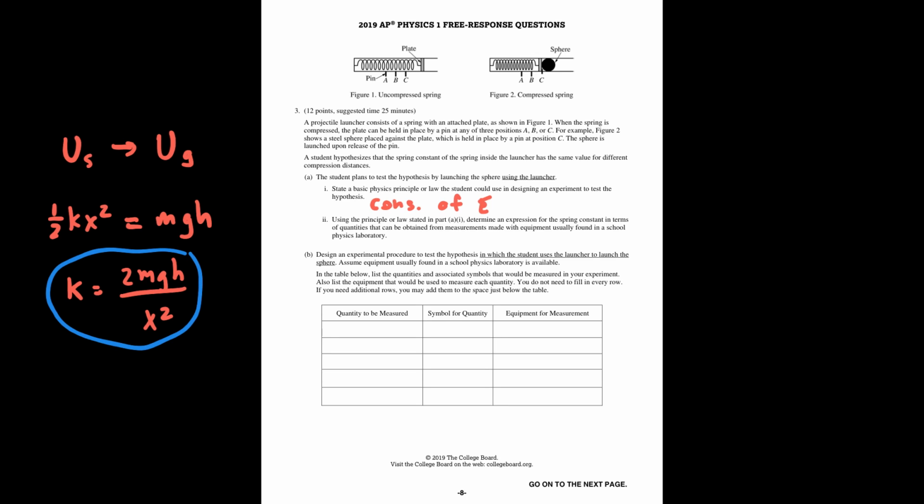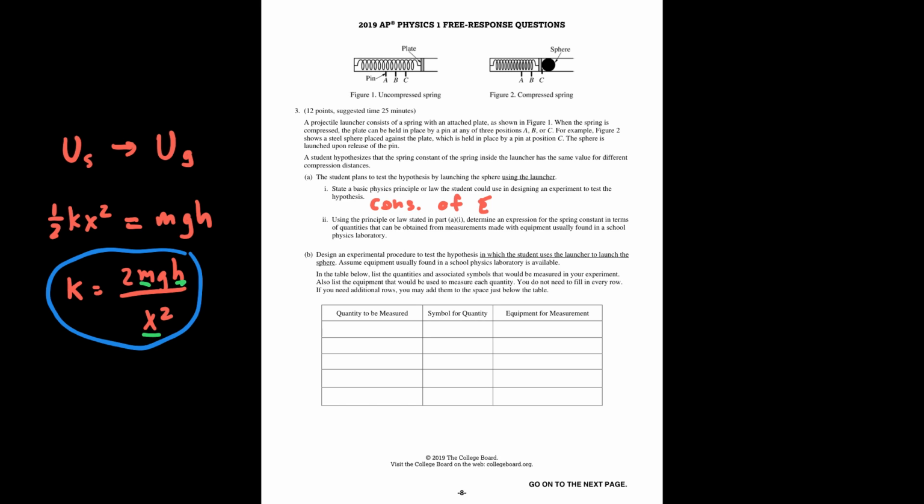And so here's an equation where if I could measure the height, the mass, and the compression distance, I would be able to tell you what the spring constant was. And I think that all of those things could be easily measured in a high school physics lab, and so I think that that fits the bill for part A2.